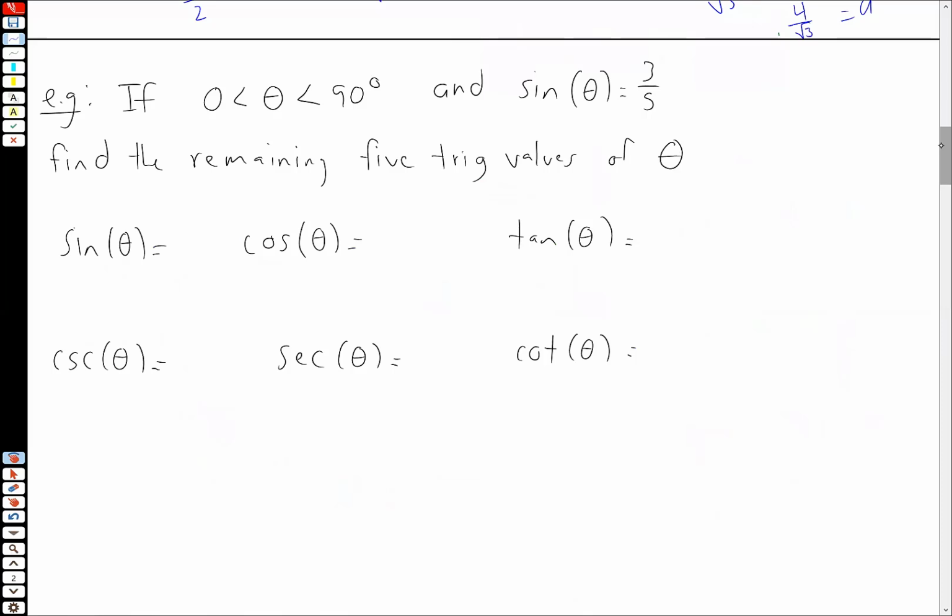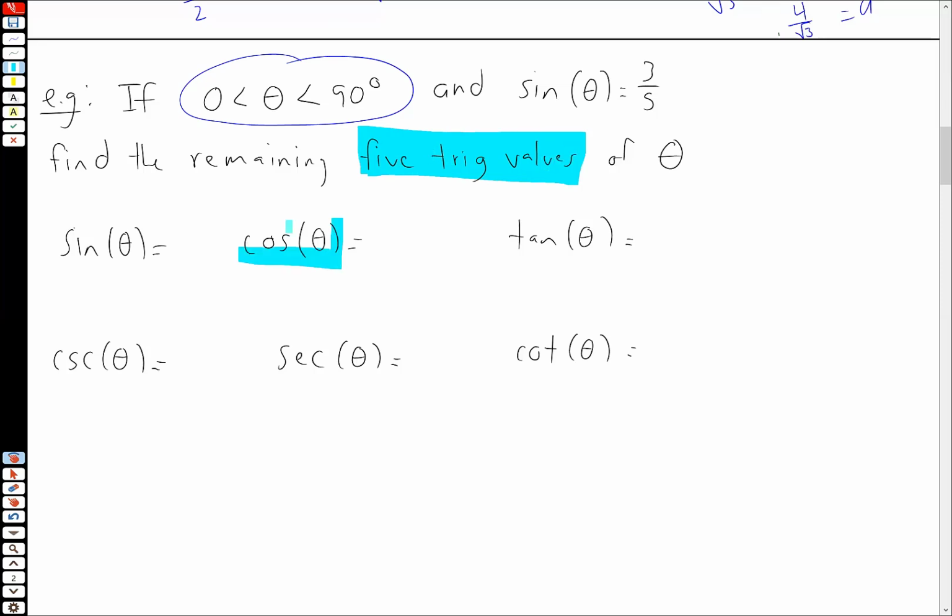All right, if theta is between 0 and 90 degrees, so this means it's an acute angle, and sine of theta is equal to 3 over 5, find the remaining 5 trig values of theta. Now, what this means, the 5 remaining trig values: a trig value is just literally a trig function on whatever angle you're talking about. So the trig values of theta are sine of theta, cosine of theta, tangent of theta, and so on and so forth. So in this question, we know that sine of theta is 3 over 5.